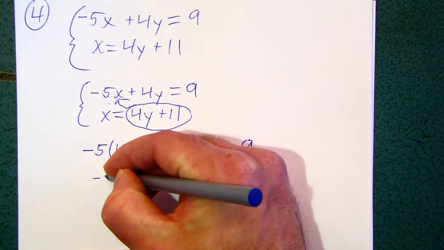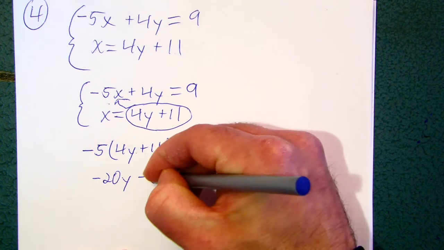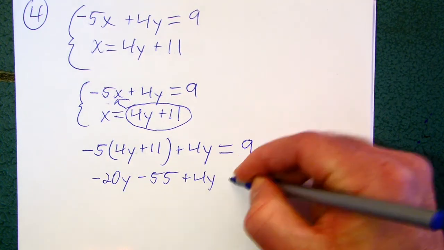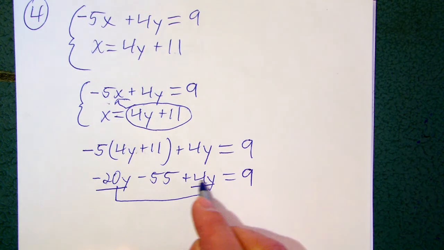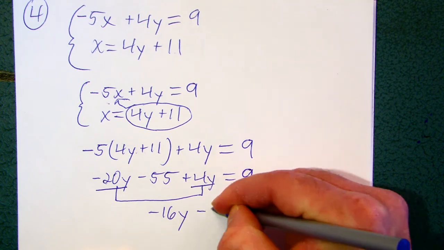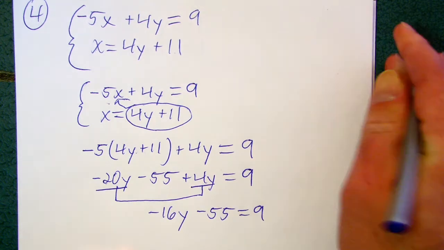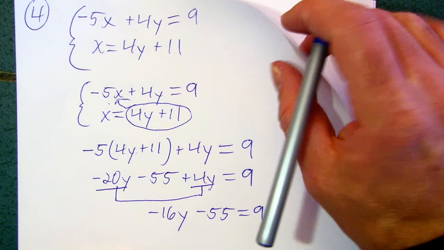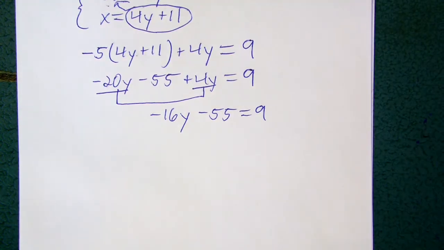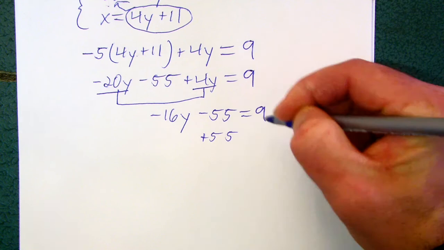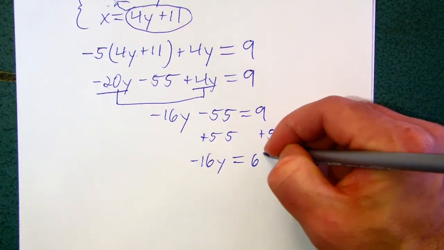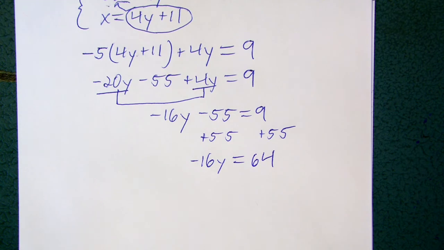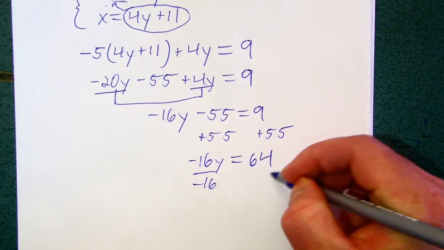So a little distributive property, so negative 20y minus 55 plus 4y equals 9. I have like terms here. Negative 20 plus 4 is negative 16. Negative 16y minus 55 equals 9. Add 55 to both sides. So now I have negative 16y equals 64. And then divide both sides by negative 16.